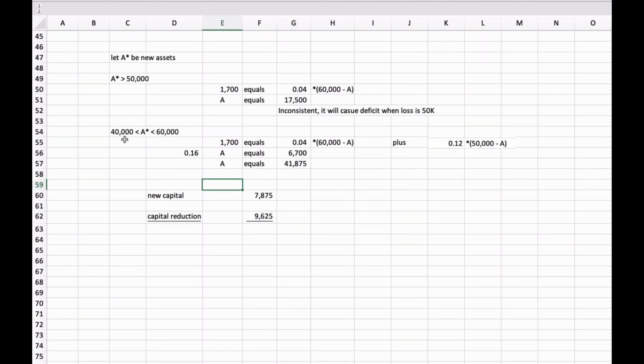Now, assume deficit in the last two scenarios. A is 41,875. Is consistent with our assumption. New capital is asset minus expected losses equal to 7,875. Capital reduction is 9,625.